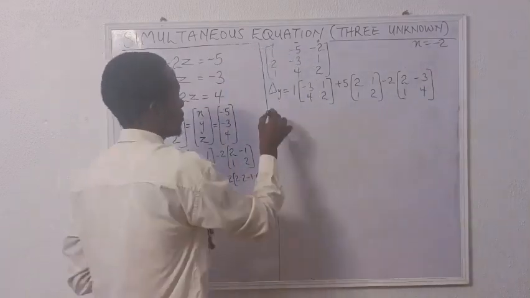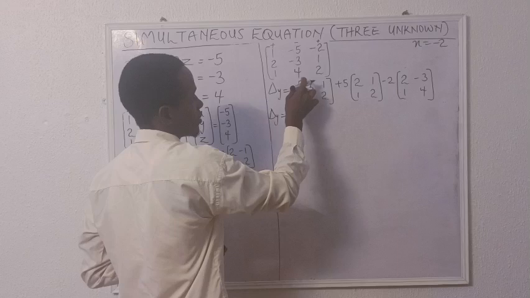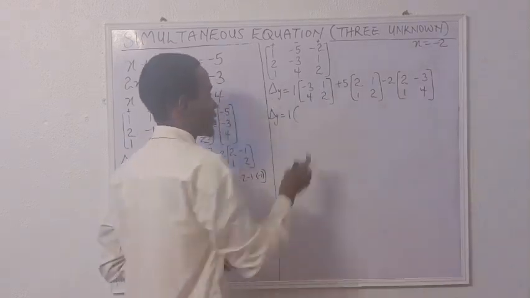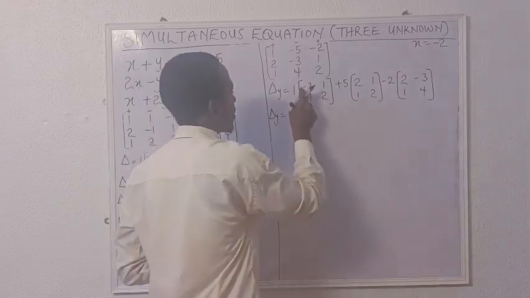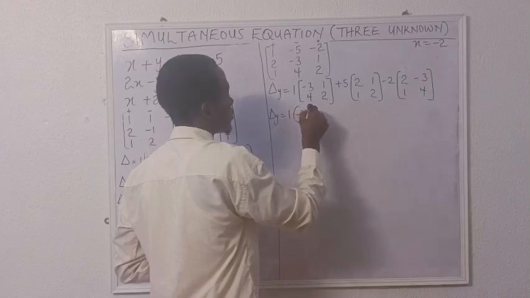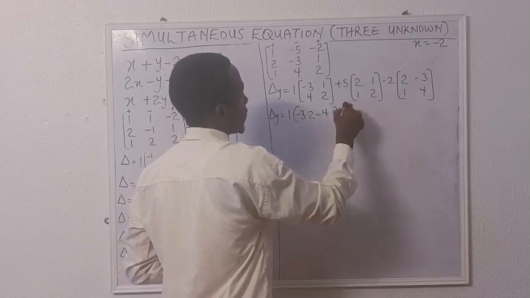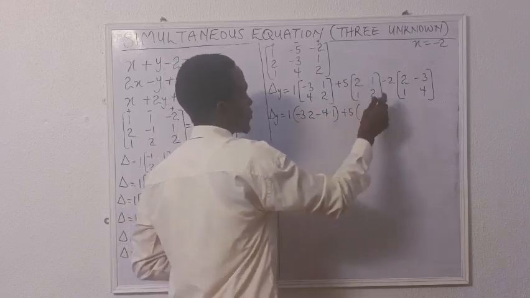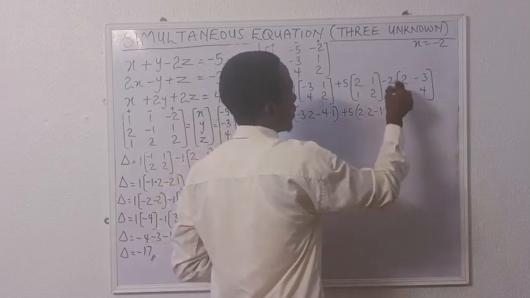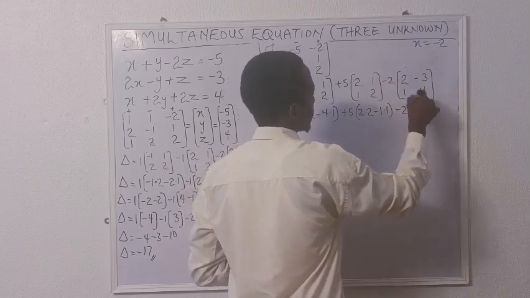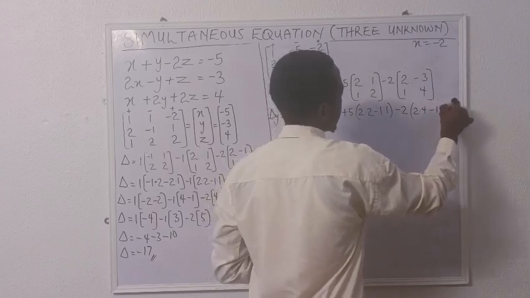Yes, now continue. My delta Y is going to be 1 bracket diagonal of the 2 by 2 matrix. So that's the determinant of the 2 by 2 matrix in the diagonal form. So that's minus 3 times 2 minus 4 times 1, plus 5 bracket 2 times 2 minus 1 times 1. And the last one, minus 2 bracket 2 times 4 minus 1 times minus 3.